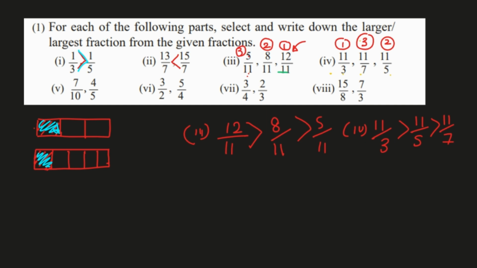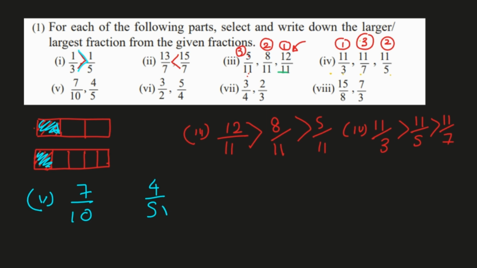Now, the fifth one, 7 upon 10 and 4 upon 5. In such cases, you can see both the denominators and the numerators are different from each other. So in that case, you would normally find the LCM. But here, you actually do not need to find the LCM. Don't waste your time, okay?